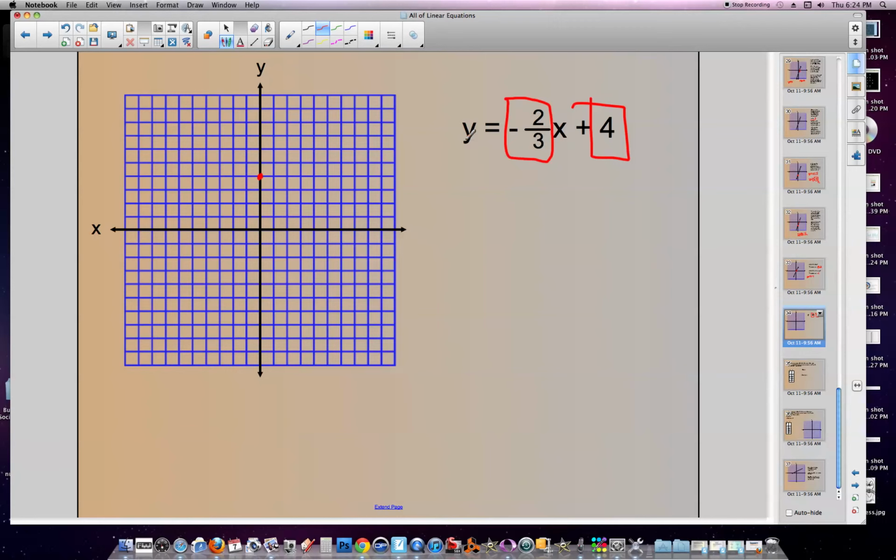Now, y is always negative 2/3 of x. So that means every time x goes over 3, y will have gone down 2, since this is negative 2. So let's go over 3, 1, 2, 3, and down 2. And now with 2 points, I can connect my line, if I wasn't terrible at drawing. And we're done. We've made a graph from an equation.